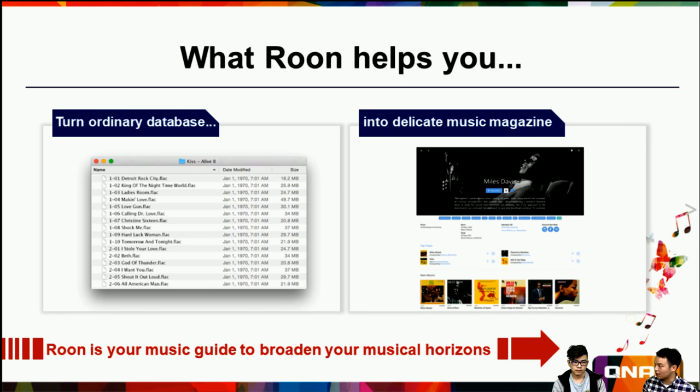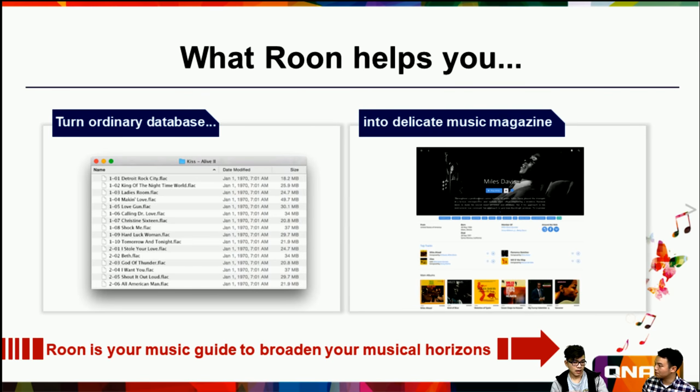So what Roon does for you is that as you import your own collection to the Roon server, it will help you integrate with its online database. So you don't have to input everything on your own. Instead, the Roon online database will integrate the metadata for you for each file. So you will then see a full magazine style, including composers, artists, album information, even concert information. Yeah, that's a big difference.